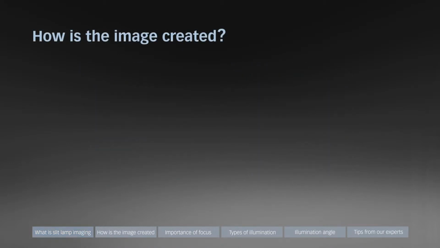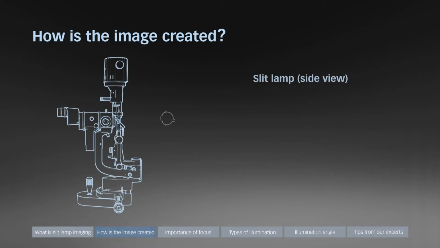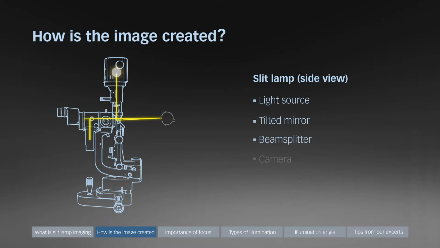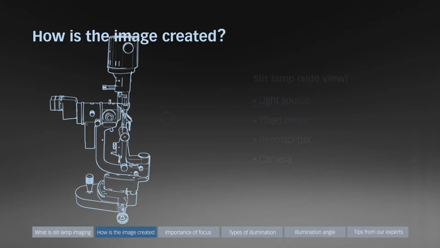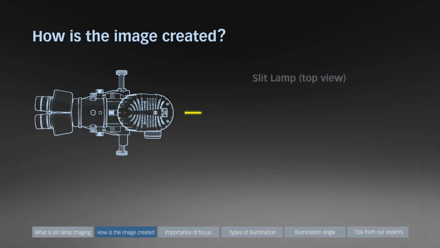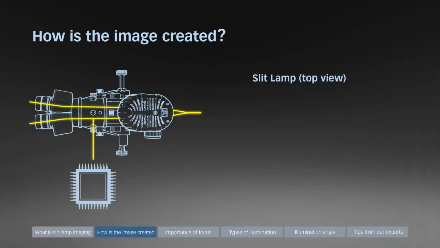How is the slit lamp image created? It all starts in the illumination head of the slit lamp. The light passes the optics, is diverted by the mirror, and illuminates the patient's eye. From there it passes the optics, is divided by the beam splitter, and reaches the camera sensor and the examiner's eyes. The camera captures the image of only one light path. Always keep in mind on which side your camera captures the images.